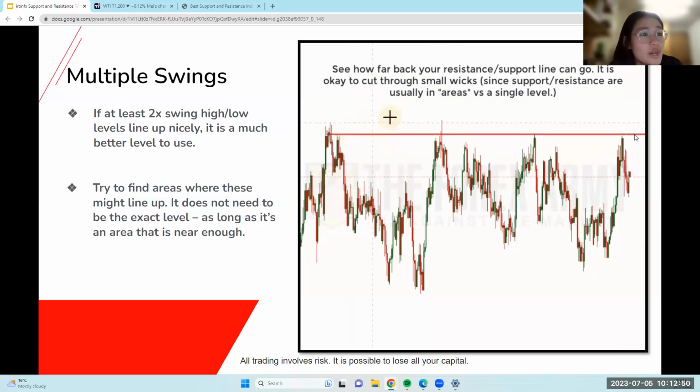So you can see in the GIF, we have a really nice cut with 4 significant swing highs, but you can see the wicks are kind of different. They end at different areas. So that's why we say that just the area, instead of the exact level, is good enough. So it's a good practice to see how far the resistance or support levels can go. So you can see instead of just stopping here, we're pulling it all the way back. So it's okay to cut through small wicks since these are typically areas instead of specific levels, that you can see in this GIF here.